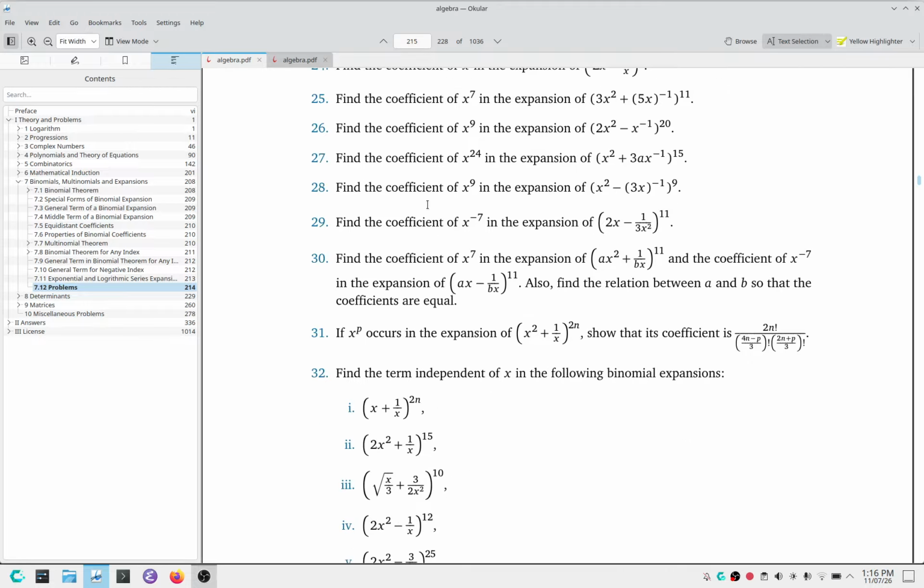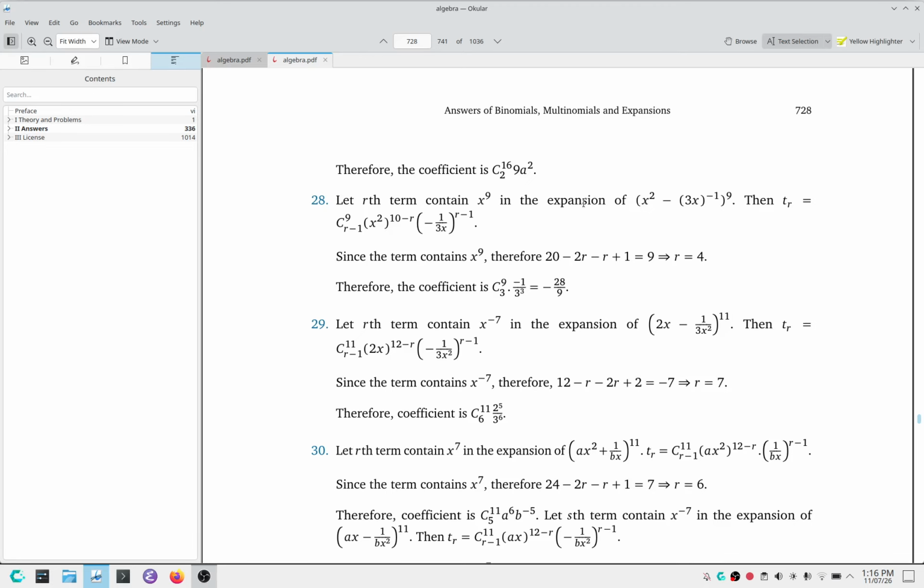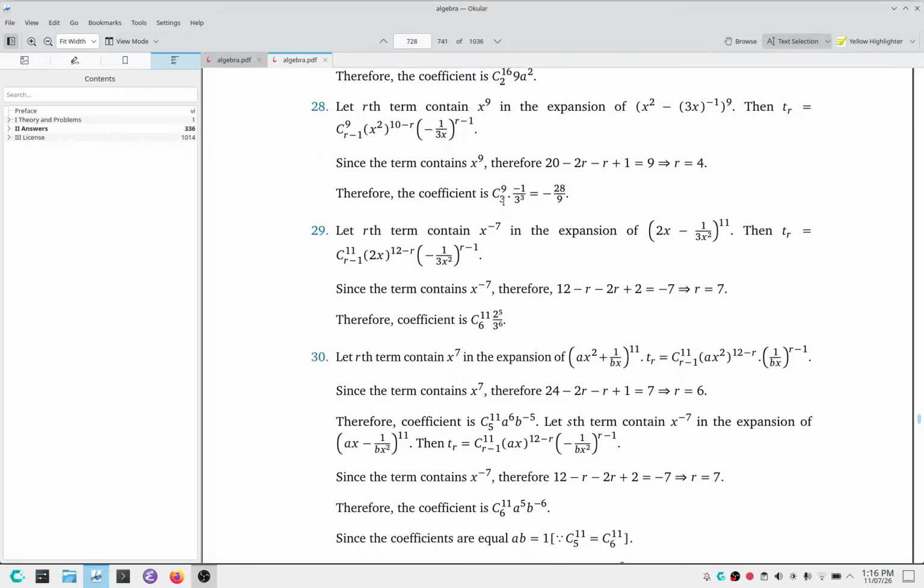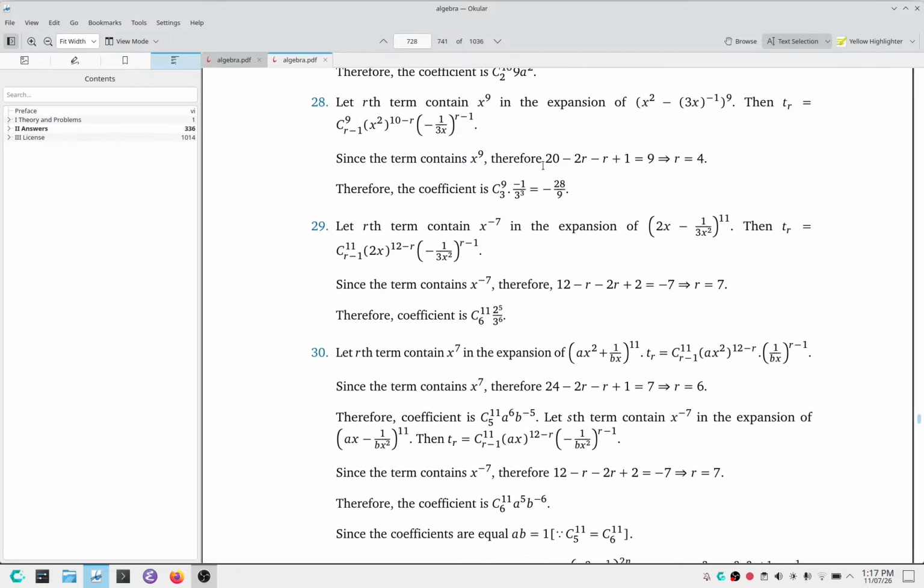Question 28 is similar. We have to find the coefficient of x to the power 9 in the expansion of (x squared minus 1 upon 3x) whole to the power 9. So we have to find the coefficient of x to the power 9 in this expansion. T_r is equal to 9C(r minus 1) (x squared) to the power 10 minus r, (minus 1 upon 3x) whole to the power r minus 1. Since it contains the power of x 9, therefore 20 minus 2r minus r plus 1 is equal to 9, that is r is equal to 4. The coefficient is 9C3 times (minus 1 upon 3) raised to the power 3, that is minus 28 upon 9.